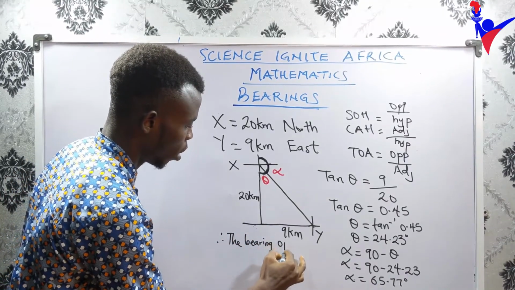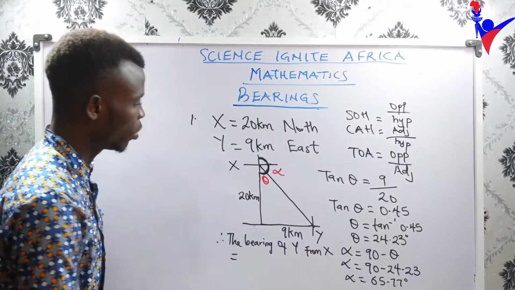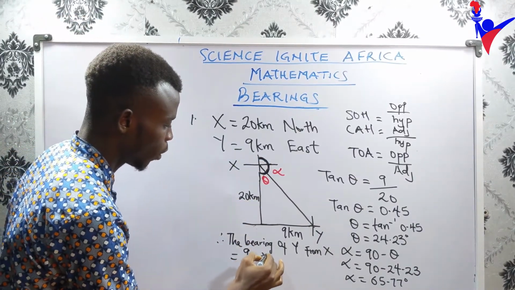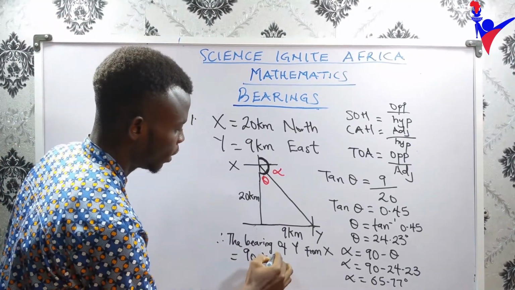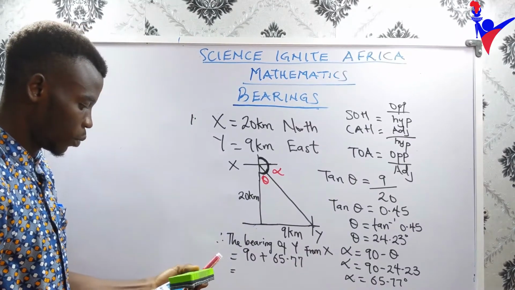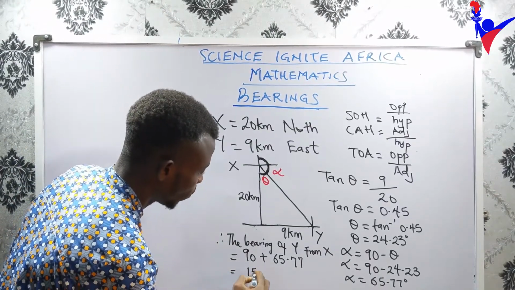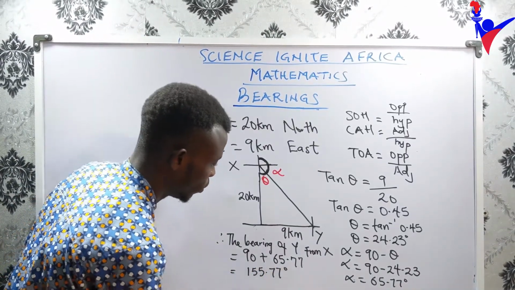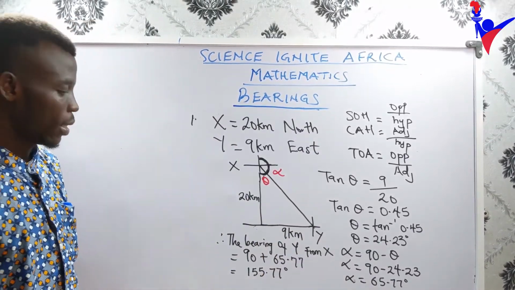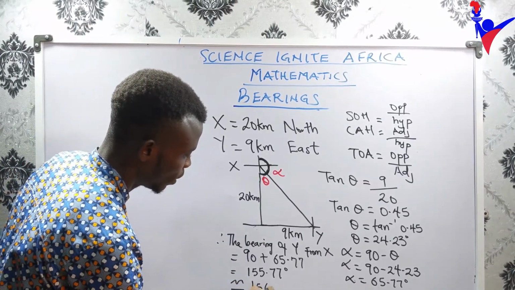So the bearing of Y from X equals, from here to here is 90, plus our alpha, which is 65.77. That gives us 155.77 degrees. From our question, we are told to calculate it to the nearest degree. Taking this to the nearest degree gives us 156 degrees.